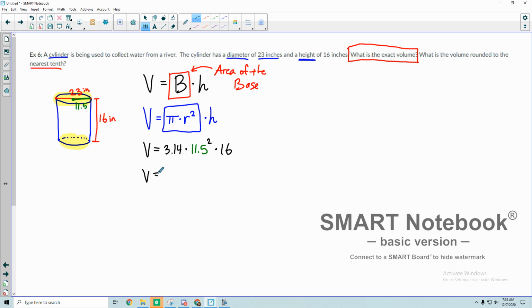And all I have to do is just, probably the easiest thing is to plug all of this into Desmos so you can avoid making any tiny little mistakes on this. But what I'm getting is 6,644.24. And since I'm rounding to the nearest tenth, that means I want one number after the decimal place, so this is just going to be 6,644.2 inches cubed. And that's how much space this little river water collecting container could hold. That's how much water it could hold.